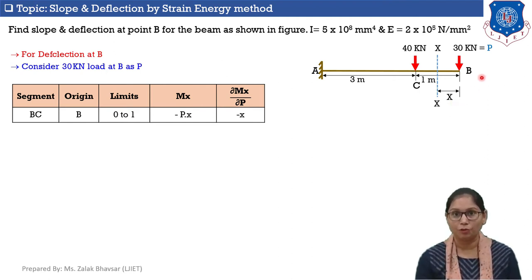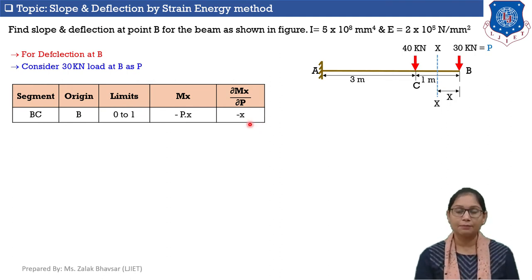Now for calculation of Mx, I am taking one section at point x meter from point B, and I will calculate moment about this section line. This point load P will generate clockwise moment about this section. We are calculating moment from the right hand side, so we will consider all clockwise moment as negative. So the moment of this point load P about this section line is equal to minus P into x. Here I am considering minus sign for clockwise moment. Now del Mx by del P is equal to minus x.